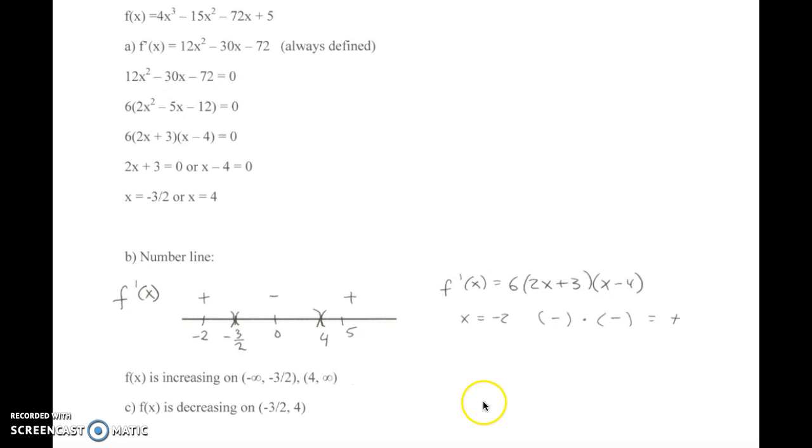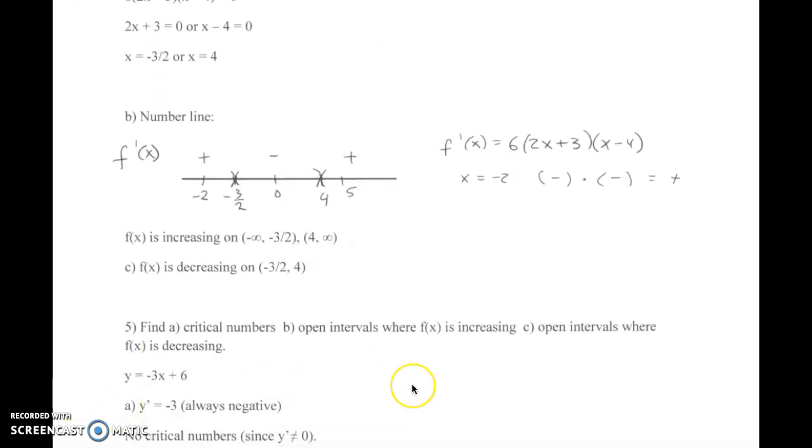So our intervals of increasing are going to be from -infinity all the way up to -3/2 because we have a positive on our number line. And we're also going to be increasing from 4 all the way to positive infinity because, again, we tested and we got a positive value. And it's going to be decreasing in between these two values where we got our negative. So between -3/2 and 4, our function is going to be decreasing. And if you were to graph this, you would be able to see this very clearly.